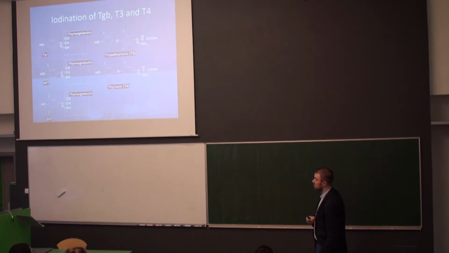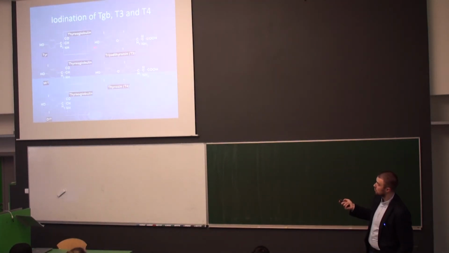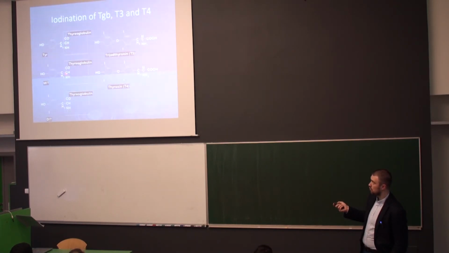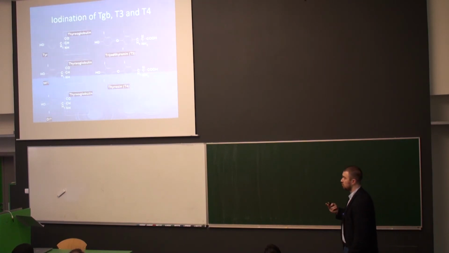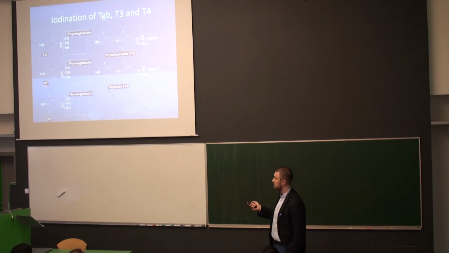If we look at a picture, what do you do? So here you have the thyroglobulin molecule, and this is tyrosine residue. And if you do the iodination, you will put 1 or 2 iodines on the molecule. According to this, you will speak about monoiodotyrosine or diiodotyrosine. And that's the abbreviation MIT or DIT.